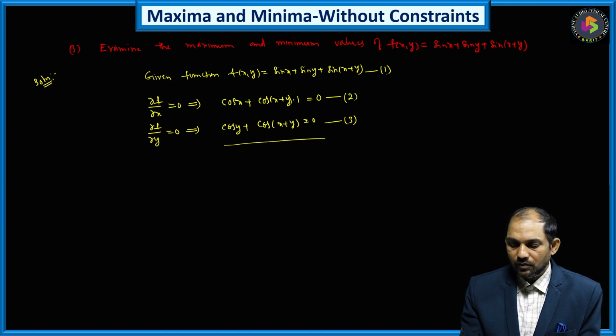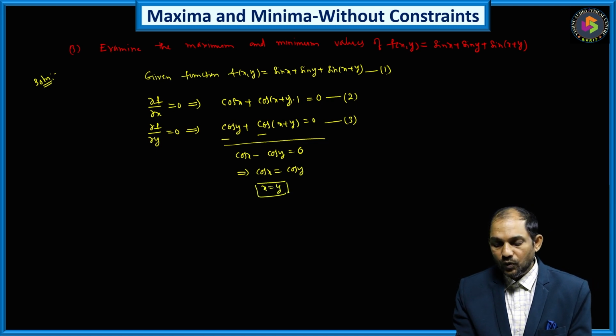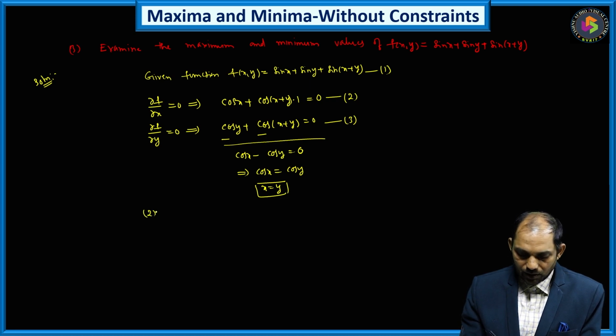If you subtract equation 2 and 3, the cos of x plus y terms cancel. We get cos x minus cos y equal to 0. It implies cos x is equal to cos y. On comparison, we get the relation in terms of x and y as x equal to y. Now use that relation in equation 2. We get cos x plus cos of x plus x, that is 2x, equal to 0.